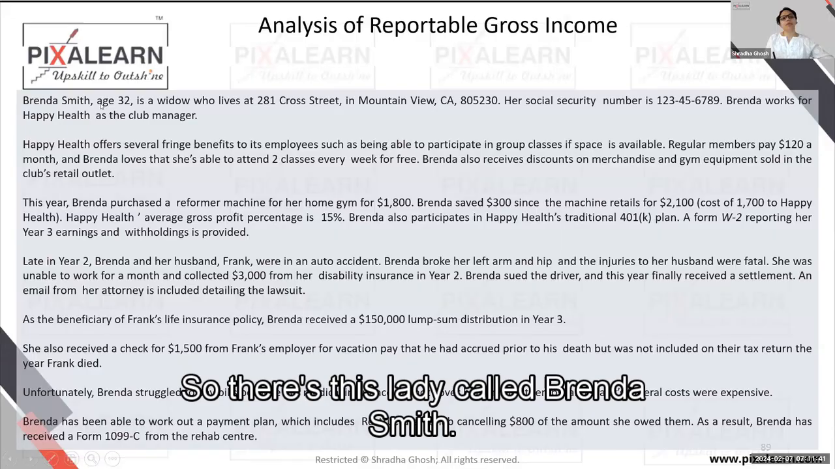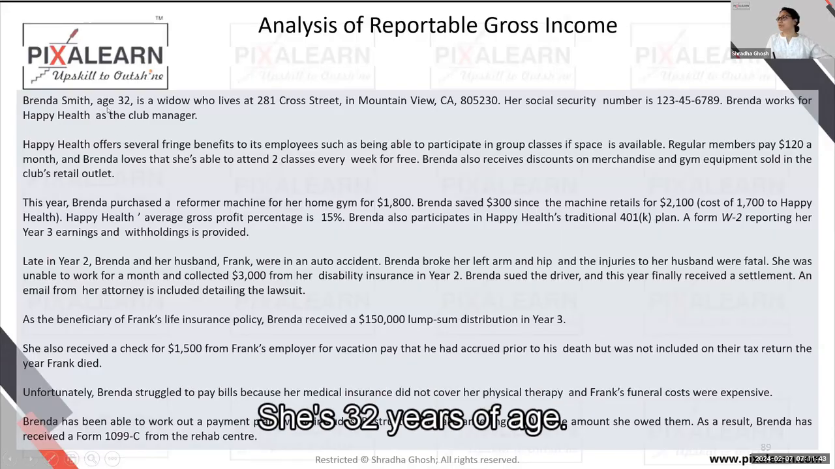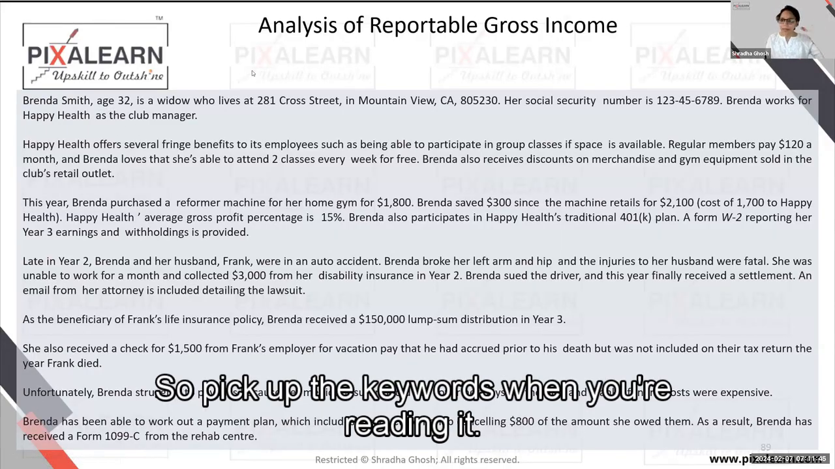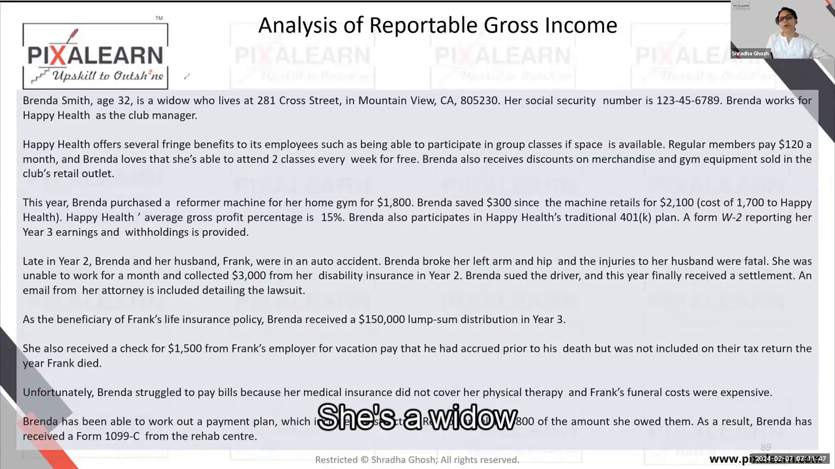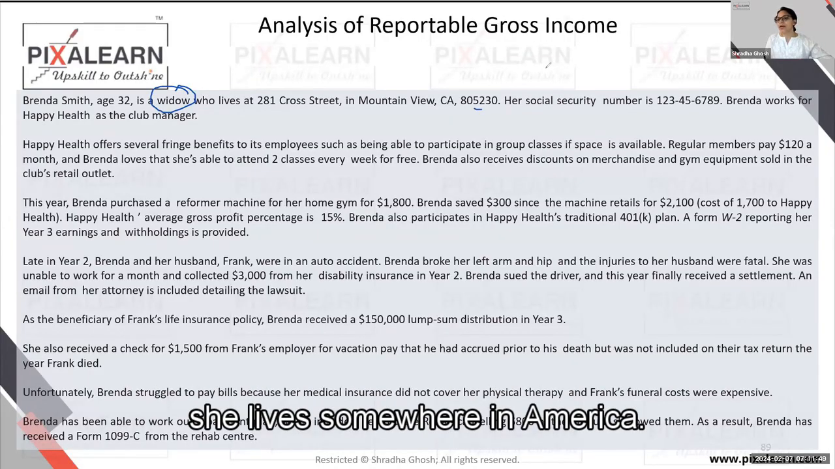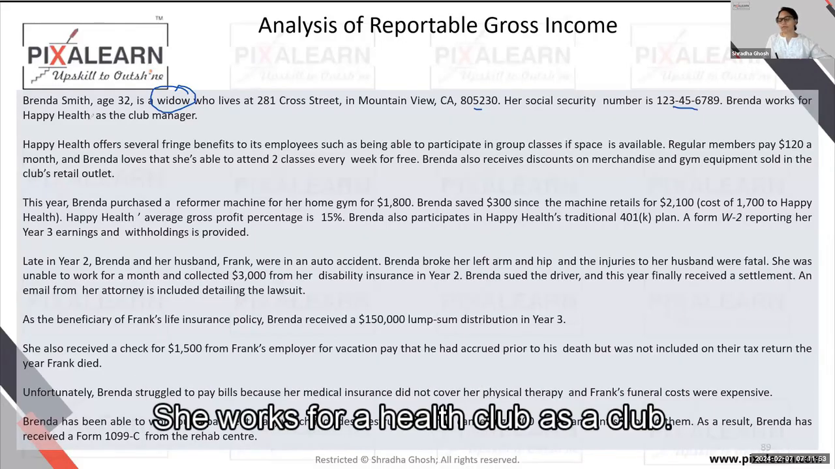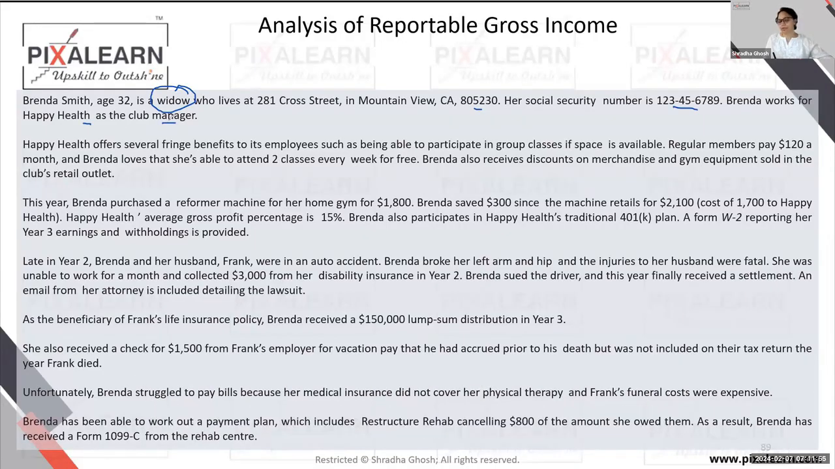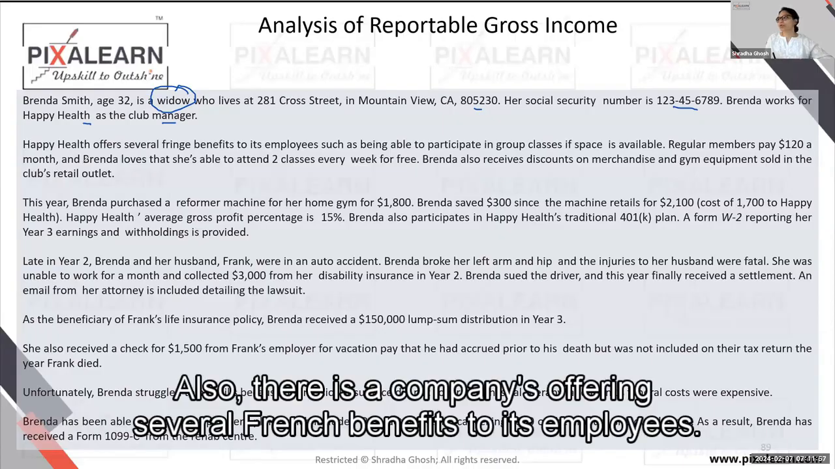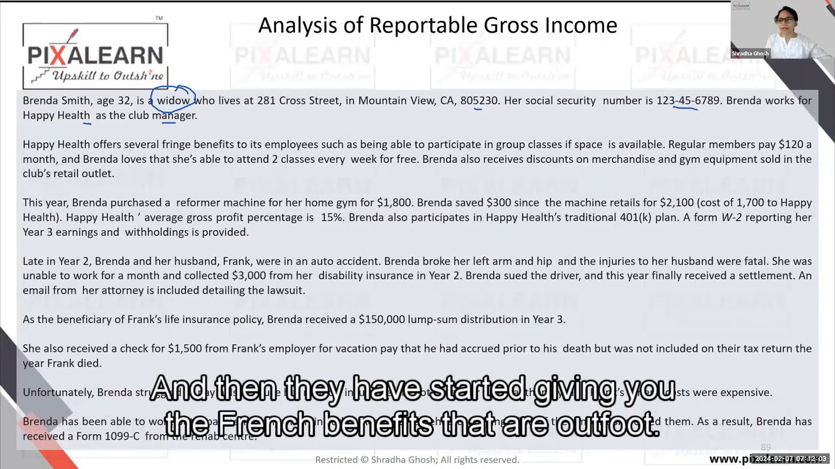So there's this lady called Brenda Smith. She's 32 years of age, is a widow. So pick up the keywords when you're reading it. She's a widow. She lives somewhere in America. They have given you her social security number. She works for a health club as a club manager. Great. So the company is offering several fringe benefits to its employees. And then they've started giving you the fringe benefits that are offered.